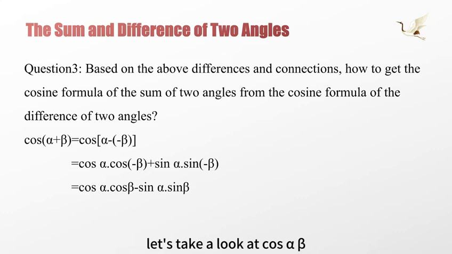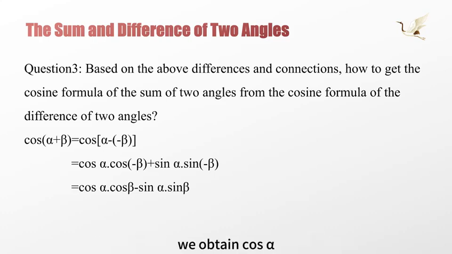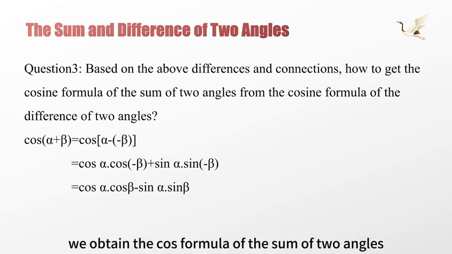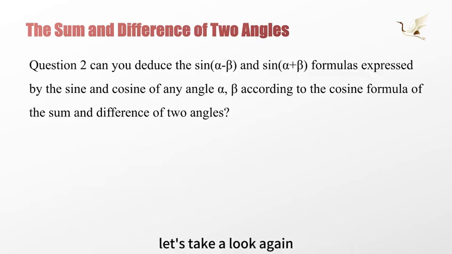Let's take a look at cosine of alpha plus beta. It is equal to cosine of alpha minus negative beta. Using the cosine formula of the angle difference, we obtain cosine alpha cosine negative beta plus sine alpha sine negative beta. Since the cosine function is an even function, cosine negative beta equals cosine beta. The sine function is an odd function, so sine negative beta is equal to negative sine beta. Therefore, we obtain the cosine formula of the sum of two angles from the cosine formula of the difference between two angles.